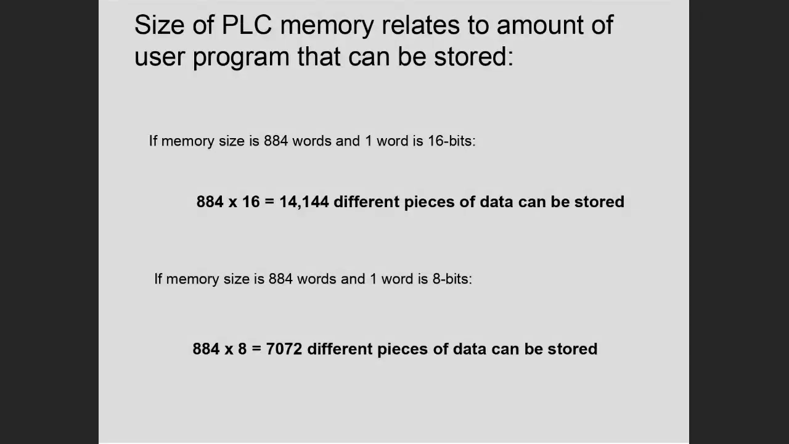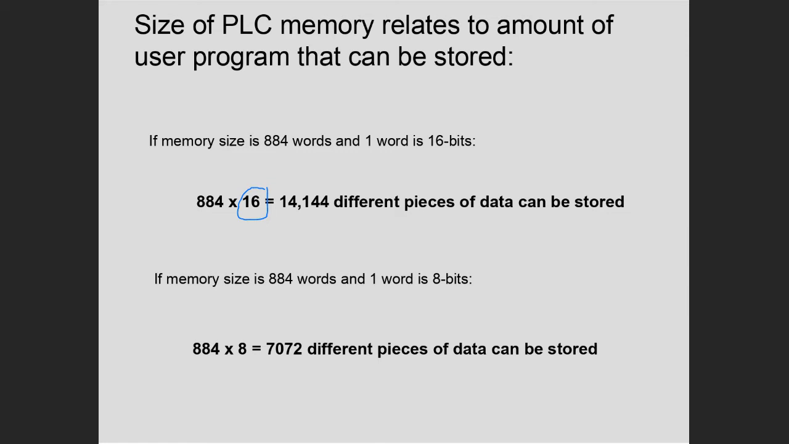So it says if the memory size is 884 words, and a word is 16 bits, which a word for us is going to be 16 bits. If I have 884 words, and each word is 16 bits, how many individual pieces of data can I store? In other words, how many zeros and ones can I store? Well, that's just a simple multiplication problem. I got 884 words. Each word is 16 bits. So if I take 884 times 16, I can store up to 14,144 zeros or ones, or a combination of zeros and ones.